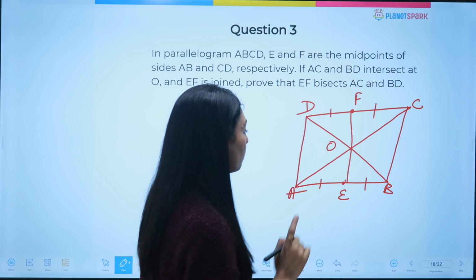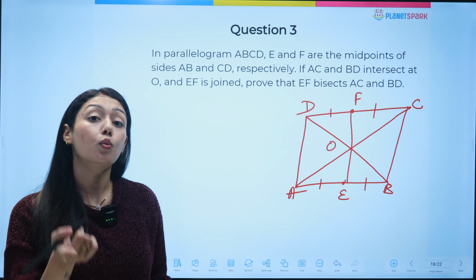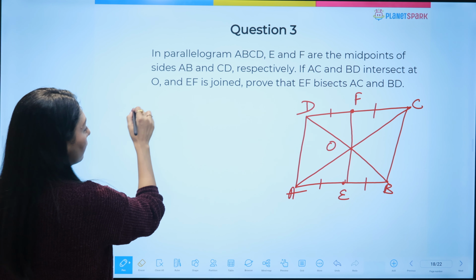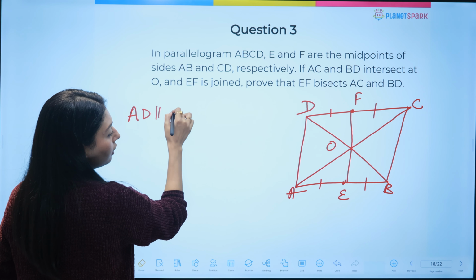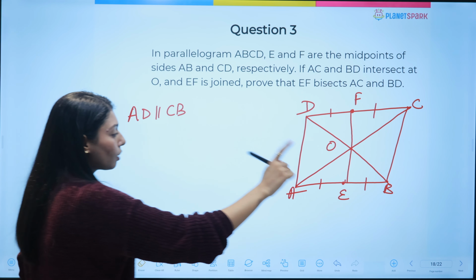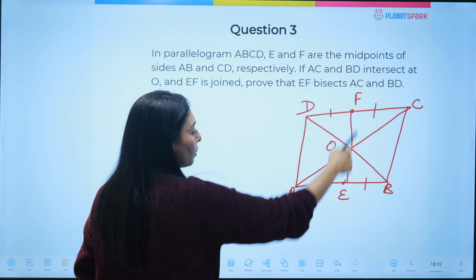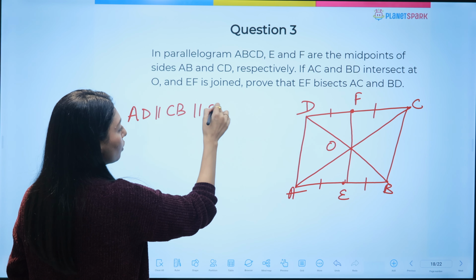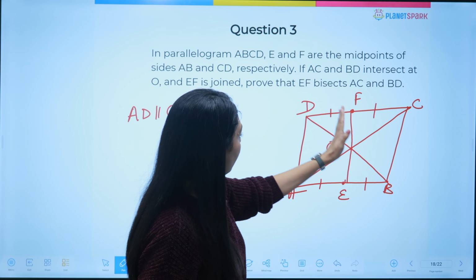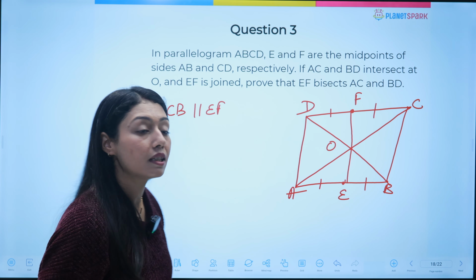Now, can we use the midpoint theorem here? No. But converse of midpoint theorem we can use here, right, everybody? How? We have here AD parallel to CB, opposite sides of parallelogram. Then the line segment that we are getting by joining the midpoints there, it will be parallel to that also. They all will be parallel, isn't that? AD parallel to EF parallel to BC, right?